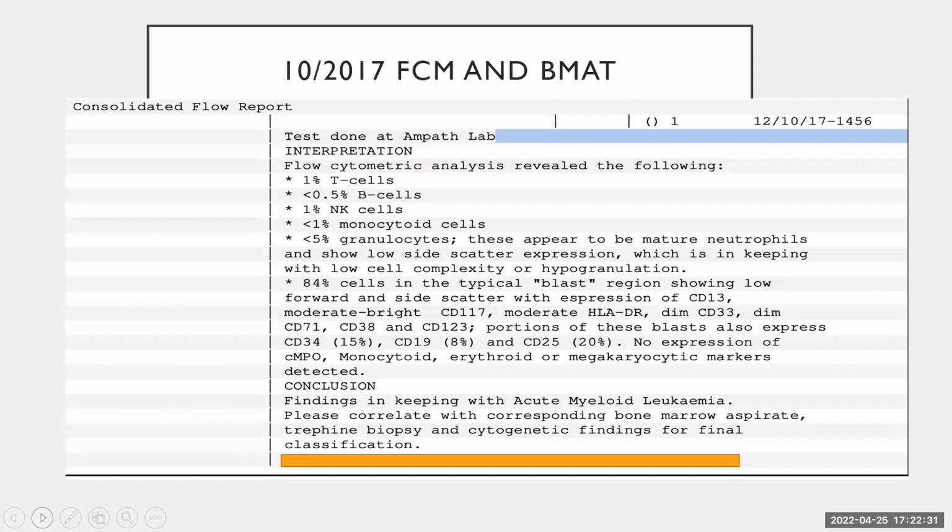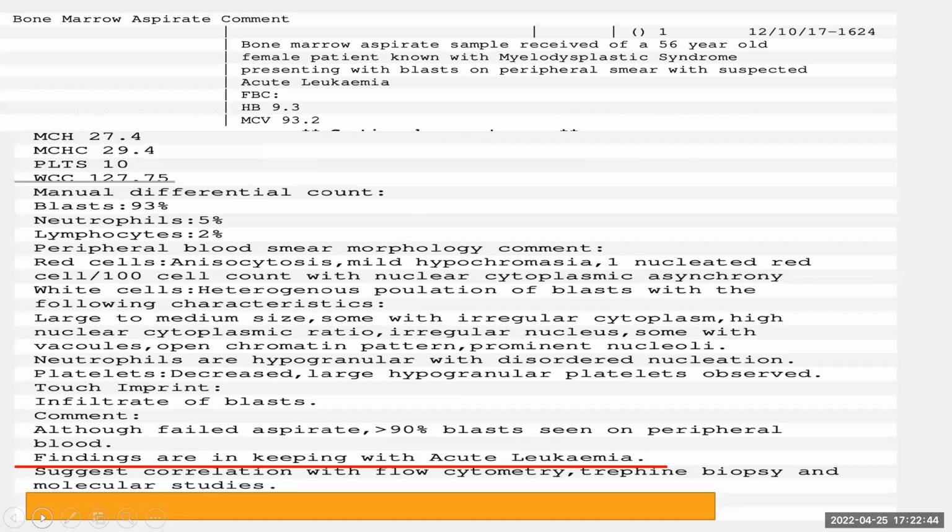Okay, the flow cytometry confirmed an acute myeloid leukemia, where about 84% of the cells showed typical blast morphology and scatter patterns. Next slide. Her bone marrow aspirate and trephine also confirmed an acute leukemia with more than 90% blasts being seen. At that time, her white cell count had increased to about 127.7. Next slide, please.